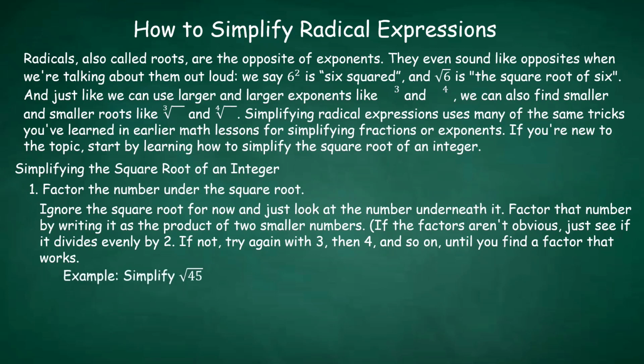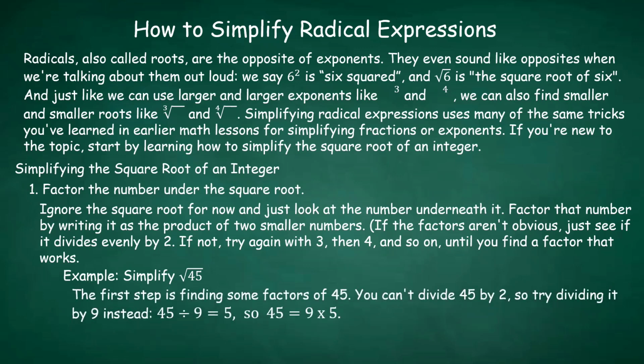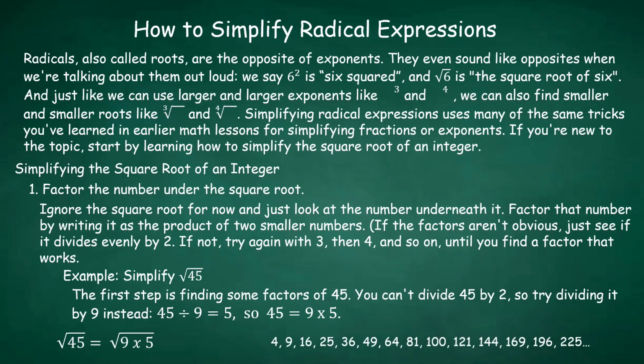Example. Simplify the square root of 45. The first step is finding some factors of 45. You can't divide 45 by 2. So try dividing it by 9 instead, because 9 is a perfect square. So the factors of 45 are 9 and 5, and then take the square root of 9 as 3, so 3 will be out. And the final answer is 3 square root of 5. Take note. The perfect squares are 4, 9, 16, 25, 36, 49, 64, 81 and so on.